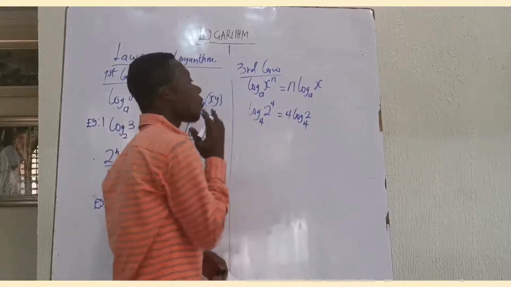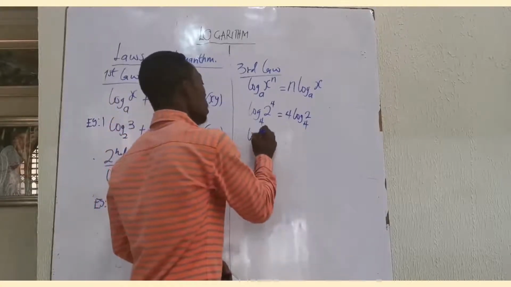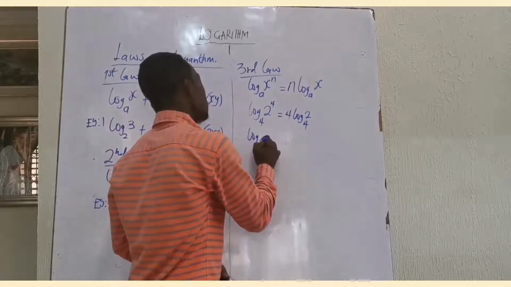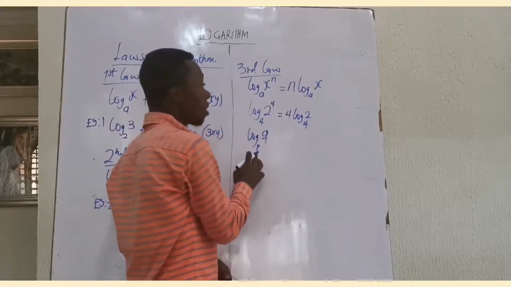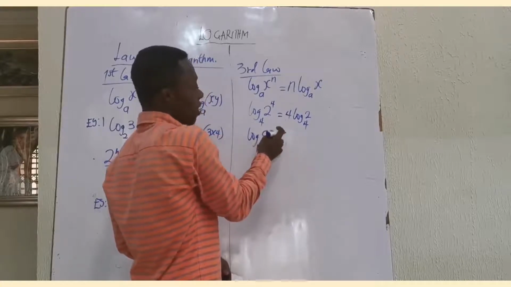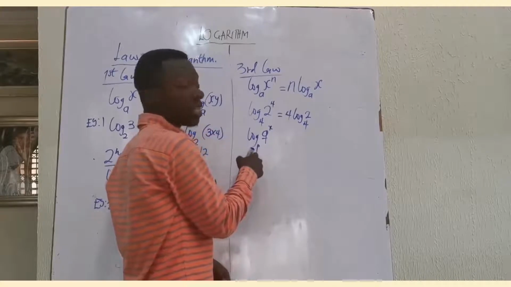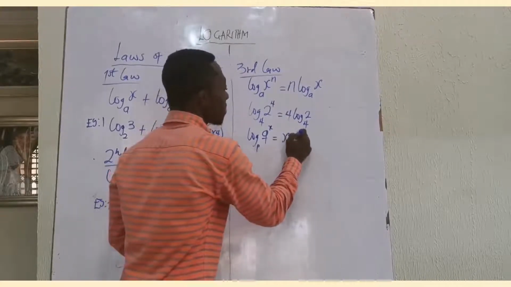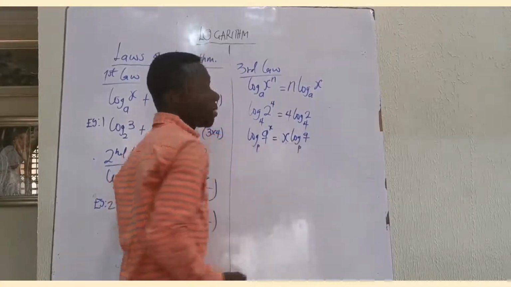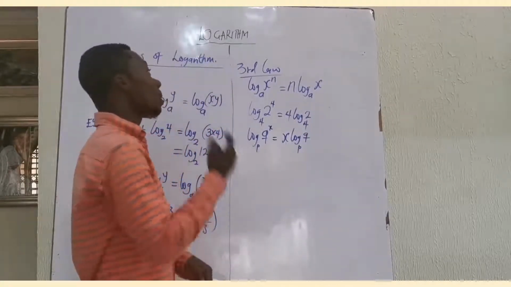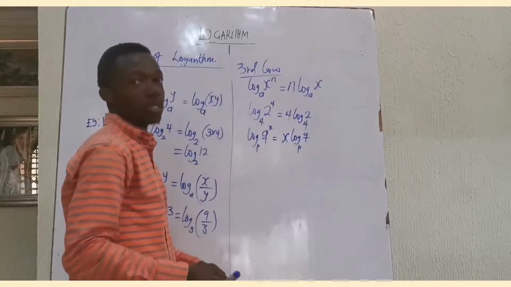So that's the third law of what? Logarithm. That's the third law of logarithm. So if I have, let's say, log of q to the power of x to the base of p, I can write this as x log q to the base of p. So that is the general rule when it comes to the third law of logarithm.